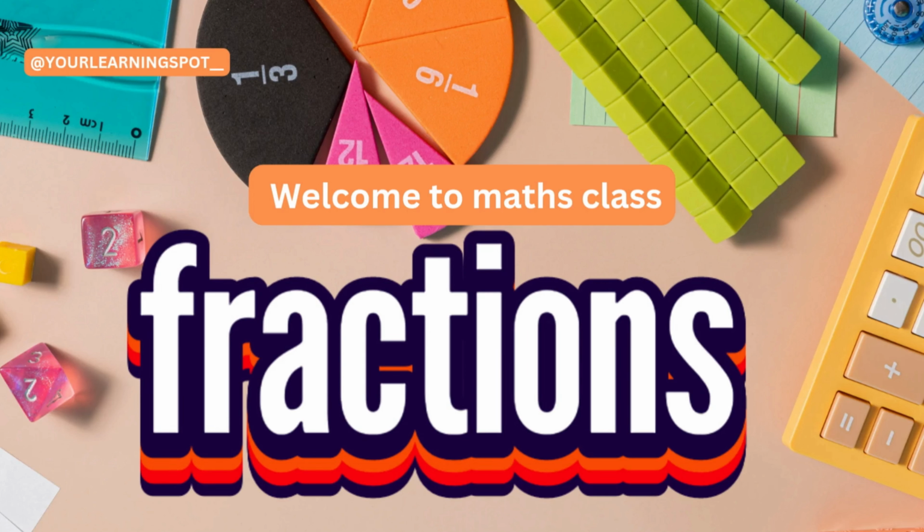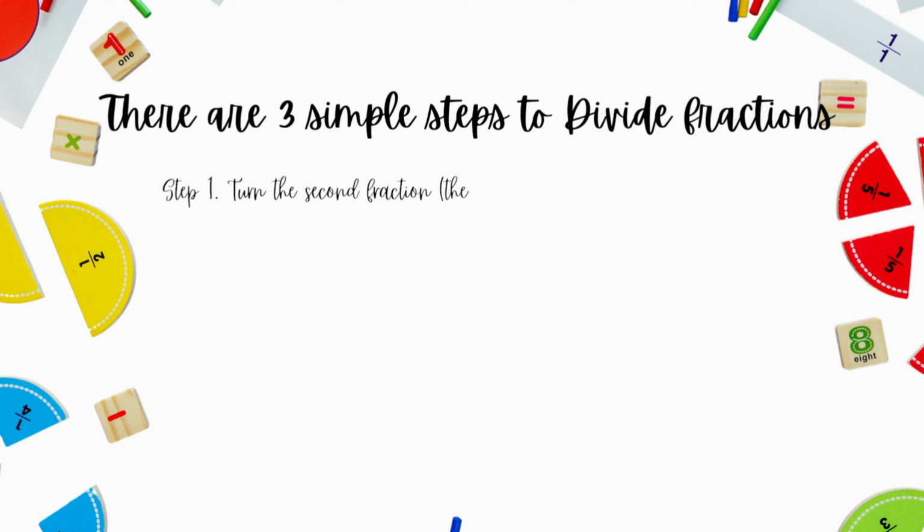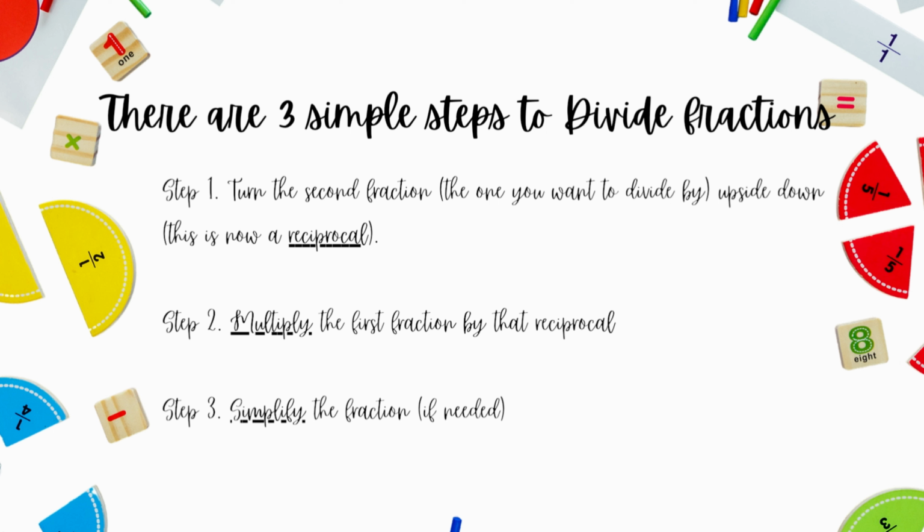In today's class, we are going to learn how to divide fractions. There are three simple steps to divide a fraction. Let's see what the steps are. Step one is you have to turn the second fraction upside down. That means it is a reciprocal. Step two is multiply the first fraction by that reciprocal. And step three is simplify the fraction if needed.